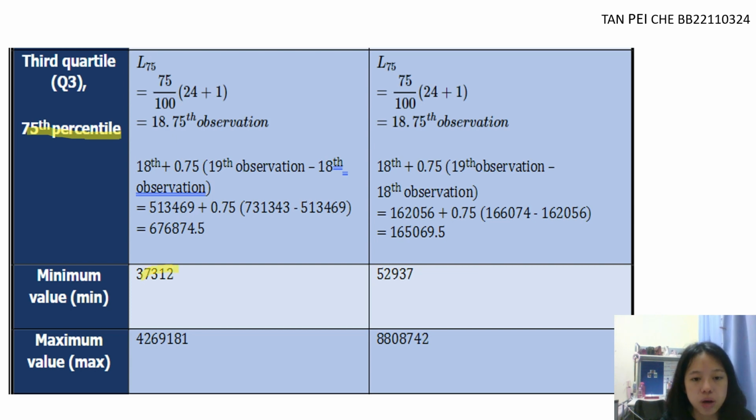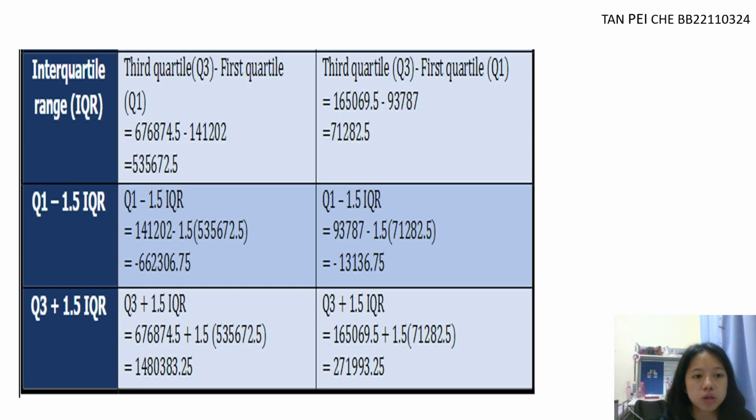This is the minimum value and maximum value. If we want to construct a box plot, we need to find the interquartile range, called IQR, first. The IQR formula is third quartile minus first quartile. The IQR for domestic is 535672.5, and for international is 71282.5. If any value is less than Q1 minus 1.5 multiplied by IQR, it is called an outlier. Also, if any value is greater than Q3 plus 1.5 multiplied by IQR, it is also called an outlier.